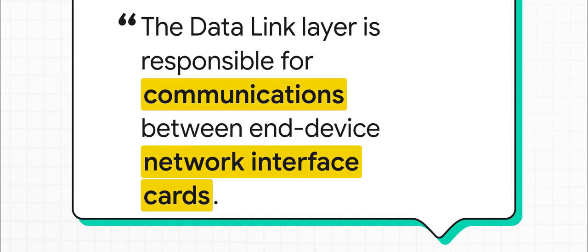And this really gets to the heart of it. The data link layer isn't some abstract, cloud-based concept. It is all about the physical communication between the actual network interface card, that little chip in your laptop, and the network interface card in your router, or your printer, or whatever else is on your local network. It's as fundamental as it gets.